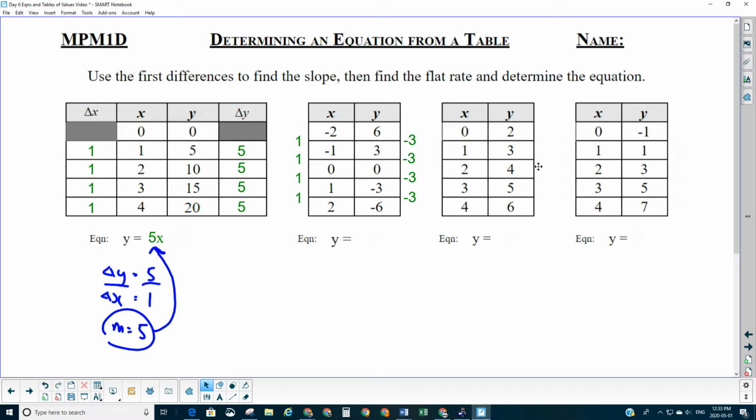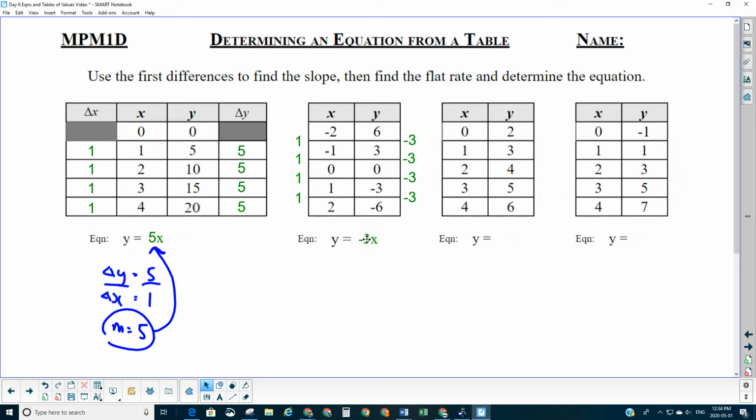So you may remember doing something similar to this where we're checking to see if they were linear or nonlinear. Here they're all going to be linear. That means all the first differences will be the same. So if these go up by 1s, this is going down by 3s, so the equation must be negative 3x.